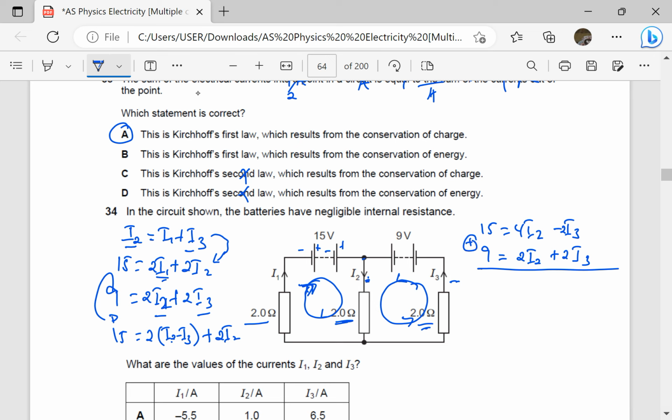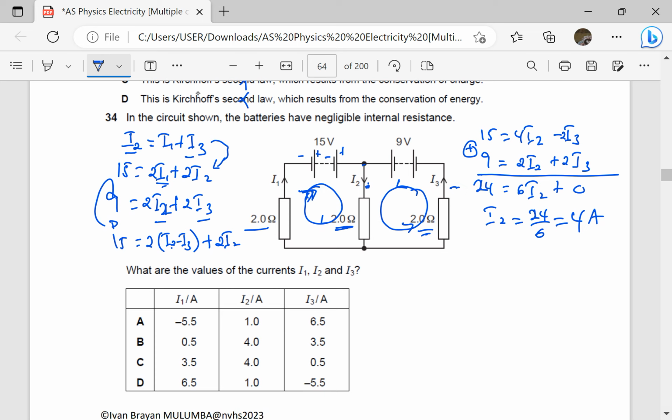When we add, we get 14 equals 6I2 plus 0. The other one is 0. So it means I2 is going to be 14 divided by 6. Is it 14? 24. 9 plus 15, that is 24. So it is 24 divided by 6, which is actually going to be equal to 4 amperes. So I2 is 4 amperes.